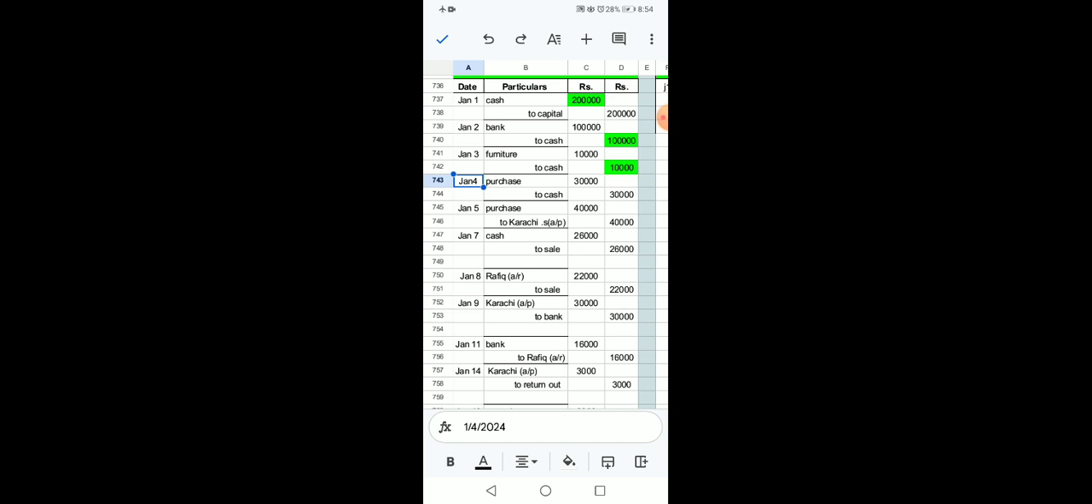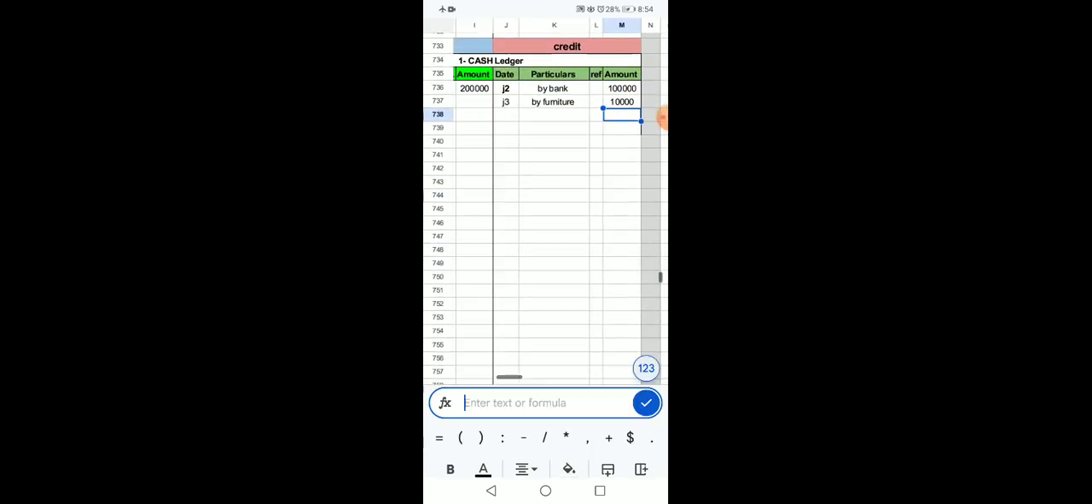Okay, now we are on January 4 where cash is present. Since I am telling you that we are making the cash ledger, we will not be attentive on purchase, furniture, bank or capital, nothing else we will be focusing on. We will only see cash. So Jan 4 entry, cash is credited by 30,000. We will go to the credit side and write 30,000 over here.